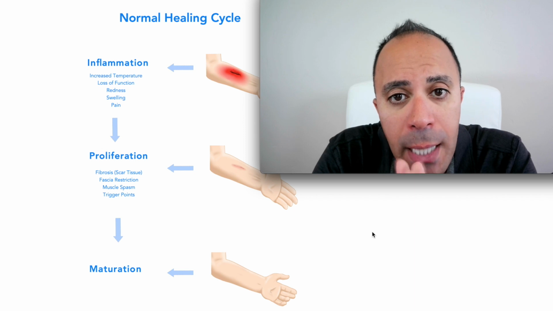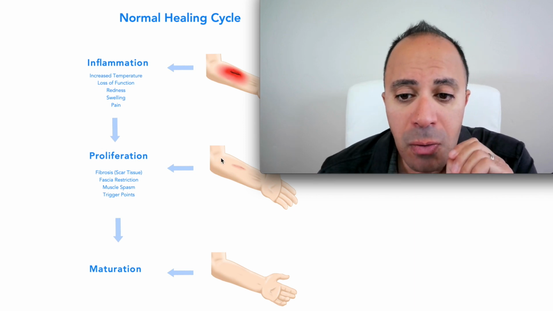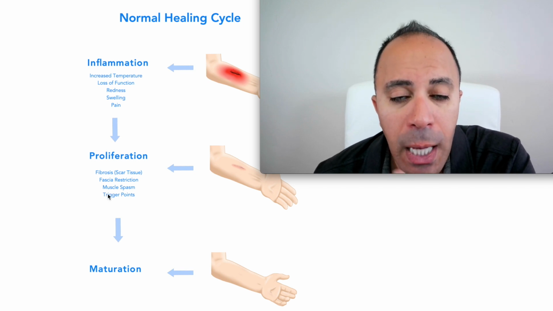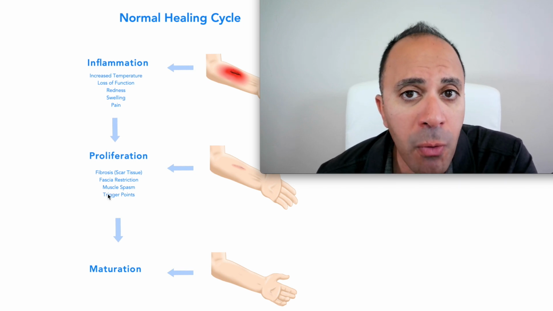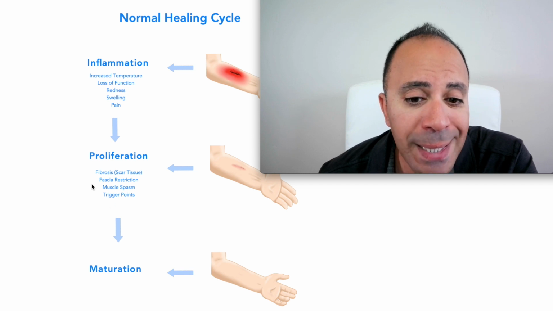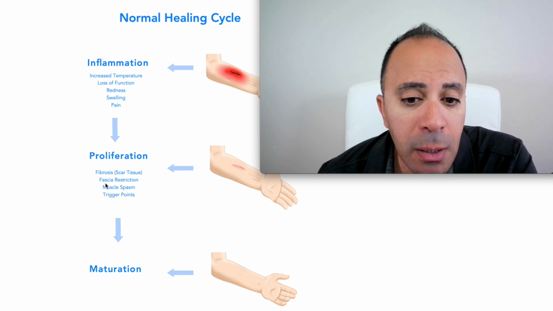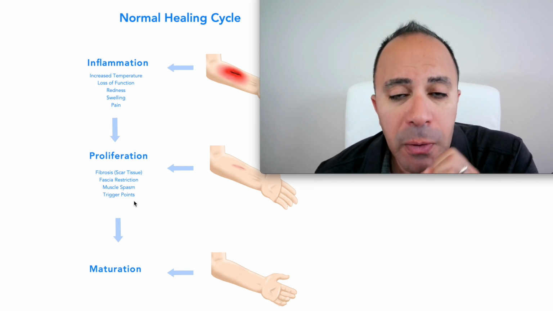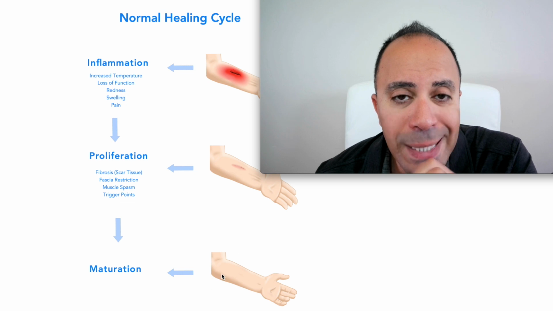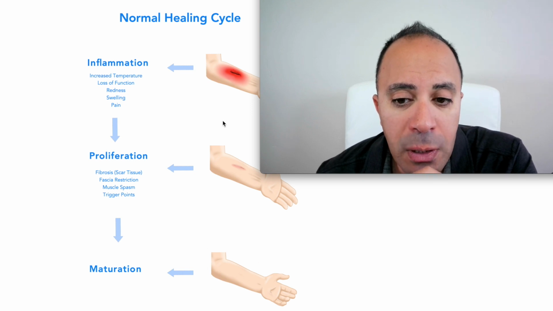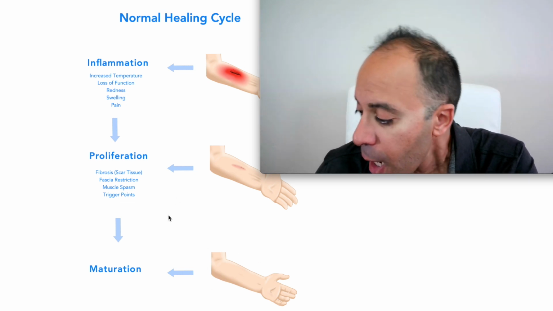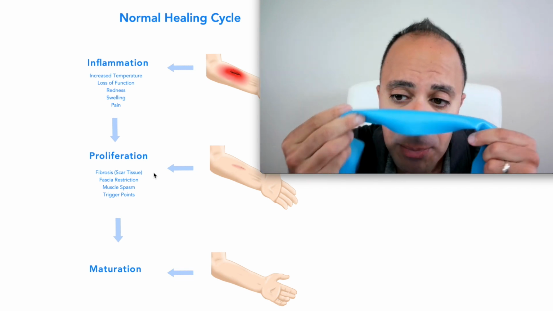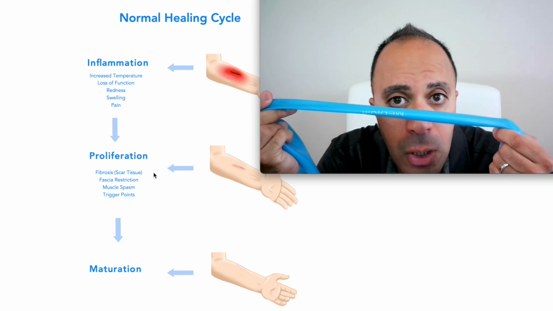Then your body has to go through the proliferation stage. That's when your body starts to form scar tissue, fascial restriction, muscle spasm, and trigger points. I'm just going to go over the scar tissue for the sake of time, but the same process happens internally with the fascial restriction, muscle spasm, and trigger points. In the perfect scenario, during the maturation stage, our body gets rid of the scar tissue and everything clears up. So why could scar tissue be an issue? Because our muscle should act like a rubber band. When it contracts and relaxes, it should stretch like this.